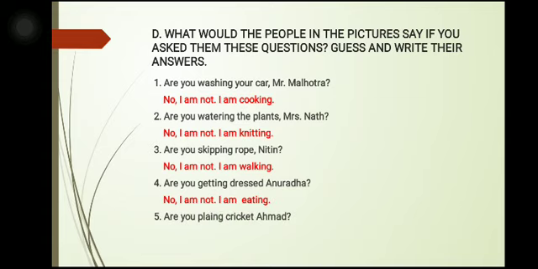Sorry, students, here the spelling of playing is wrong. It is playing. No, I am not. I am playing football. So these are the different exercises which have taught you what we mean by simple present tense and present continuous tense. I hope it is clear to you.